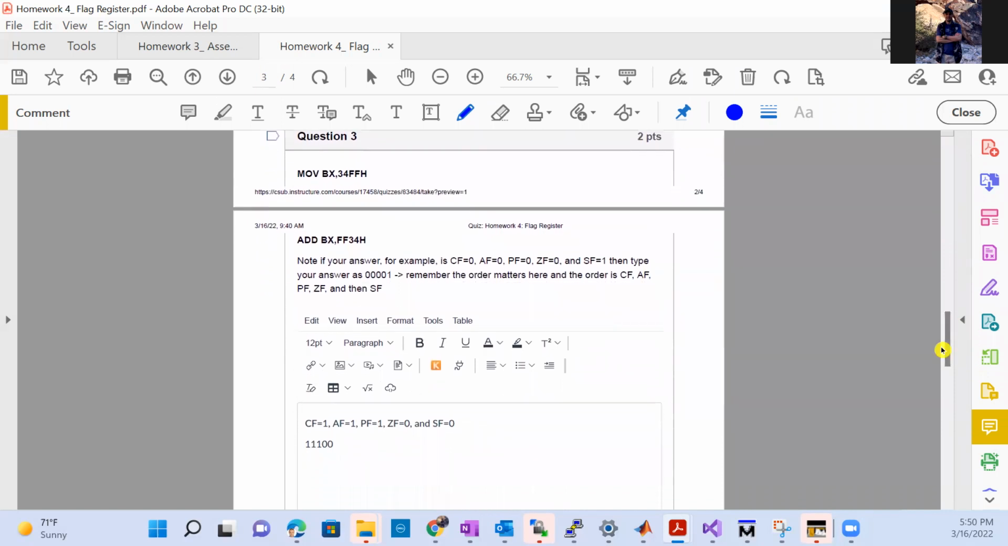And we are using BX here because it's 16 bits. So again, we're going to do the addition, look at the output, and judge from the output. We are adding 3, 4, FF. 3 is 0011. 4 is 0100. FF.